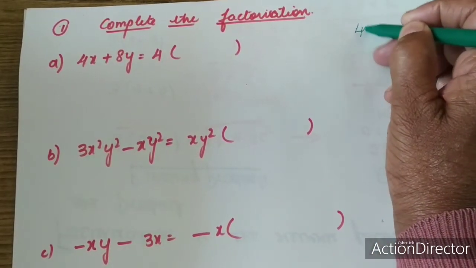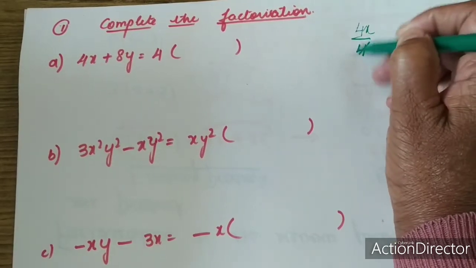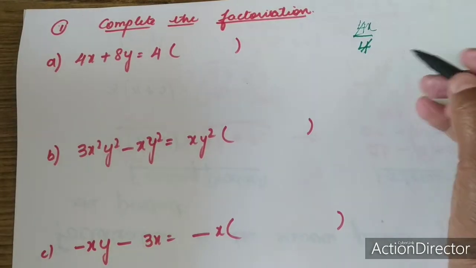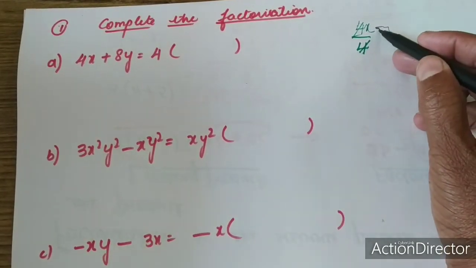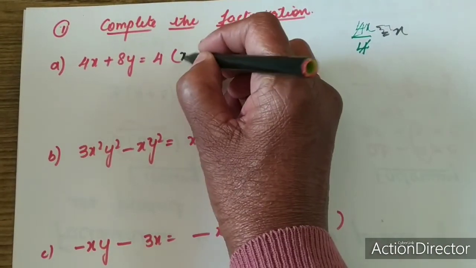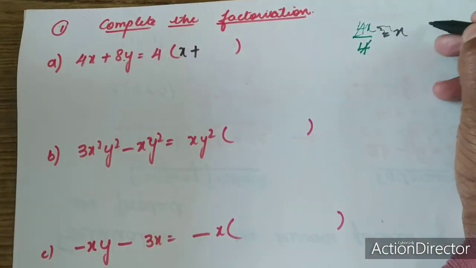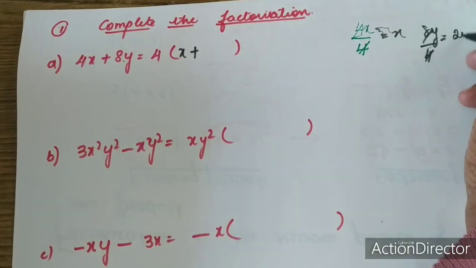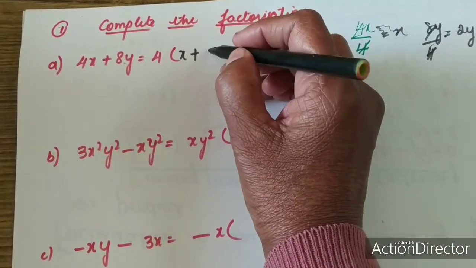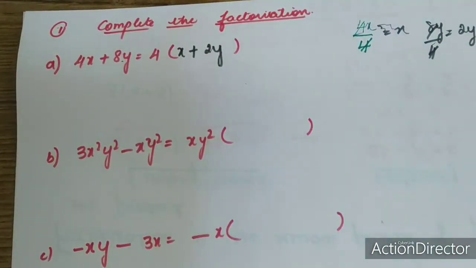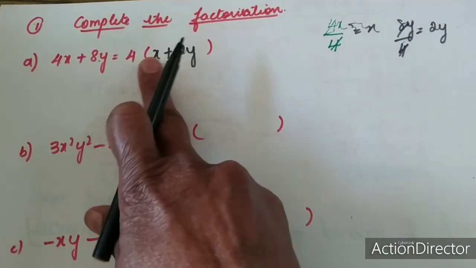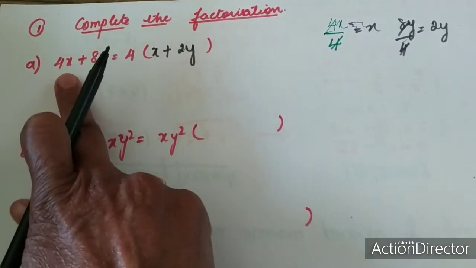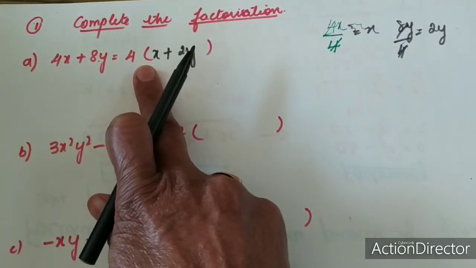So what is 4x divided by 4? It is x. So I can write x as the first term. Next, 8y divided by 4, which is equal to 2y. So I can write it as x plus 2y. Hope you understand. So the first bracket is always the HCF. The second bracket is always each term divided by the HCF.